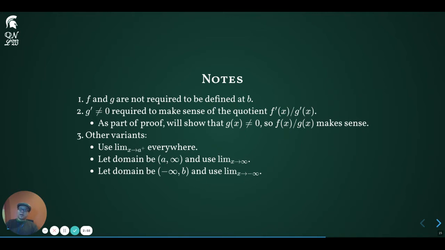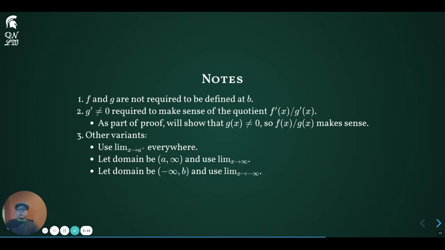At this point, you may ask, but we have the conclusion that the limit of f over g converges. What if f over g fails to make sense? It turns out, as part of the proof, we will show that g is not 0 either, and so f over g also makes sense on the whole interval (a, b).